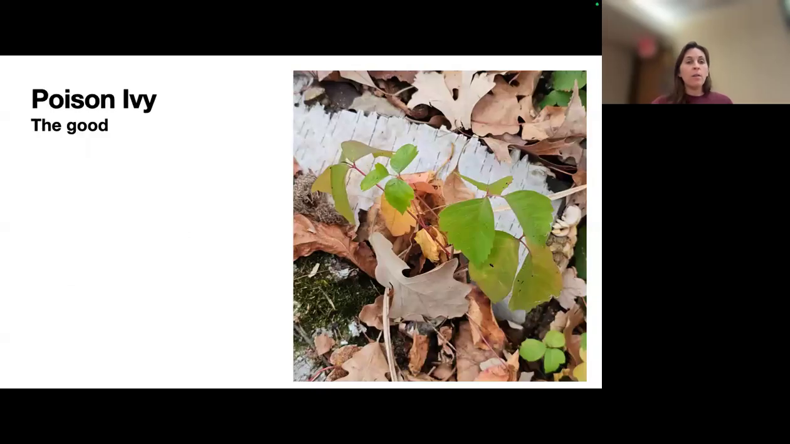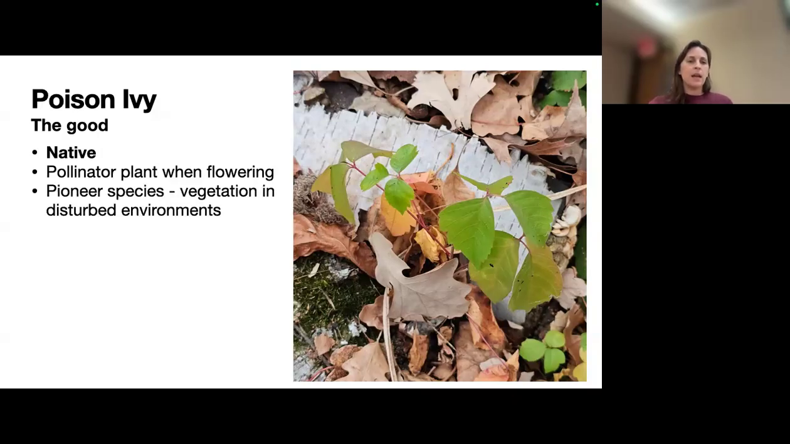All right. So believe it or not, there are some incredibly good things about poison ivy. One is that it is a native plant to Minnesota. And when it is flowering, it is a great pollinator plant. Because it is a pioneer species, it's some of that first vegetation to come in to disturbed environments and cuts down on that risk of erosion. And so it helps restore vegetation.